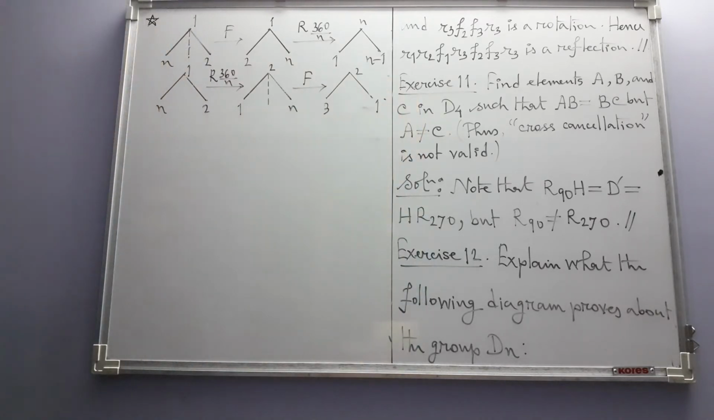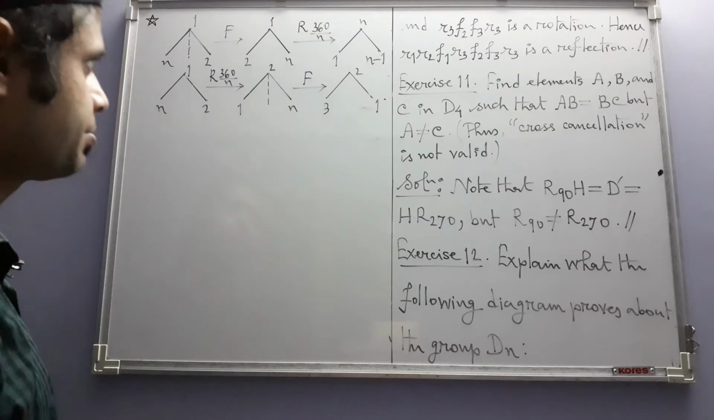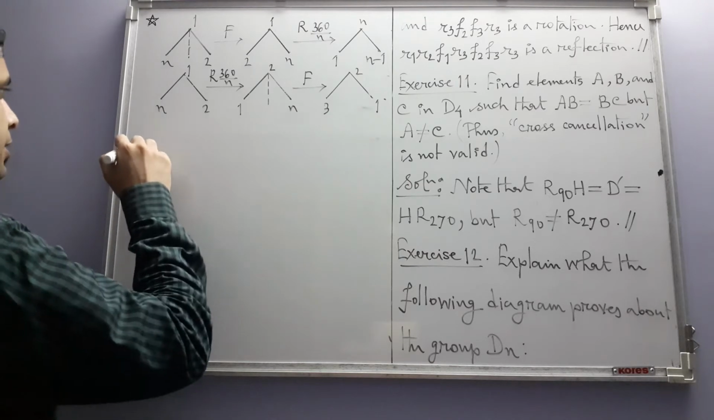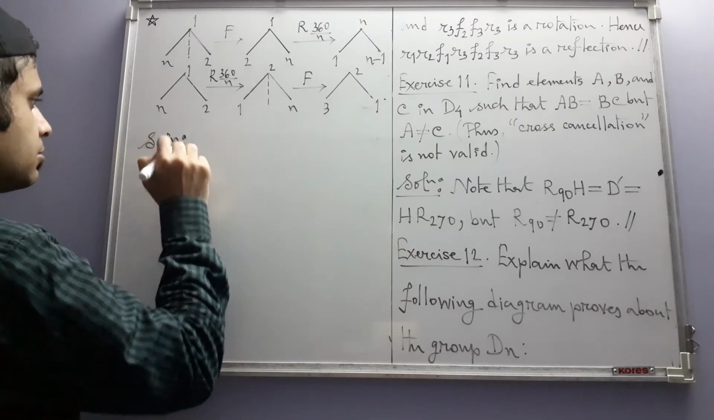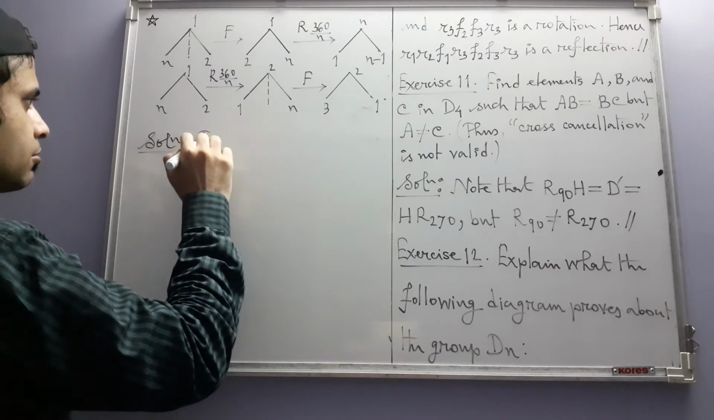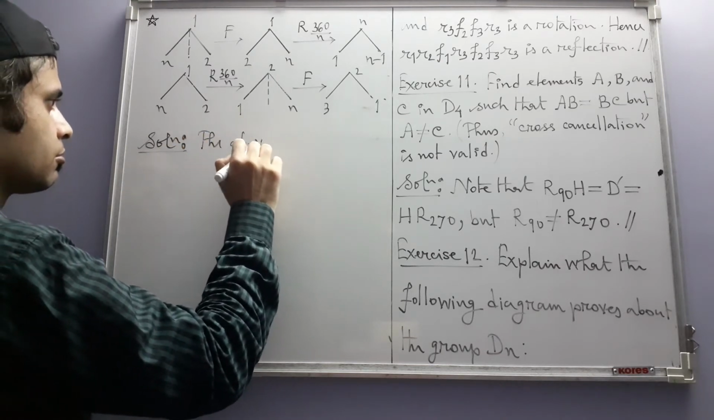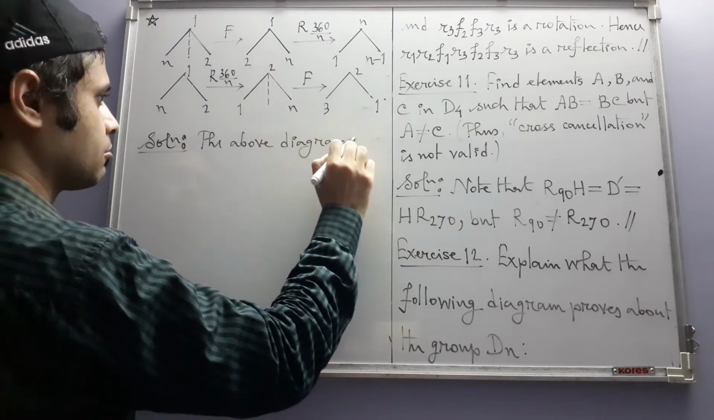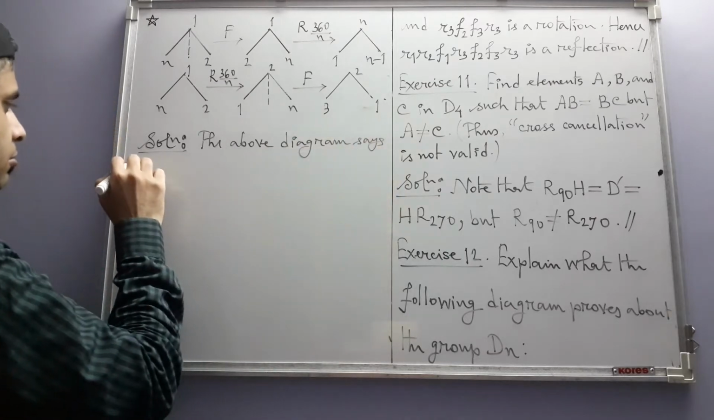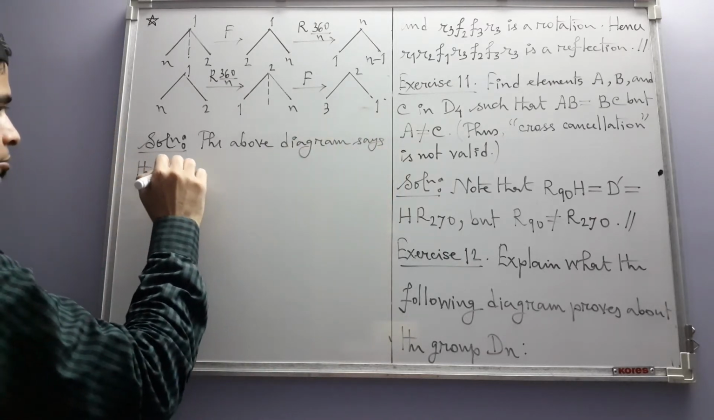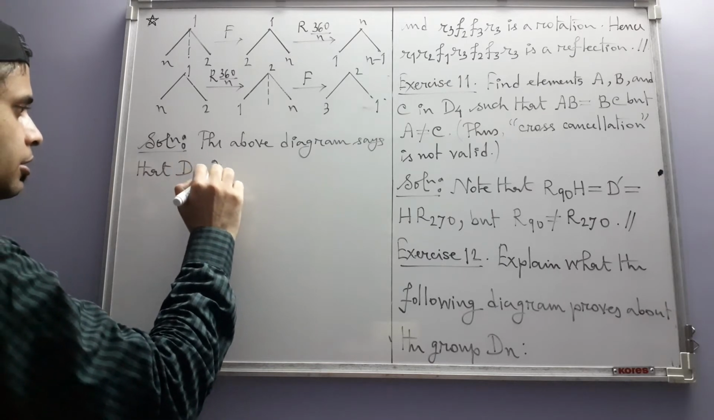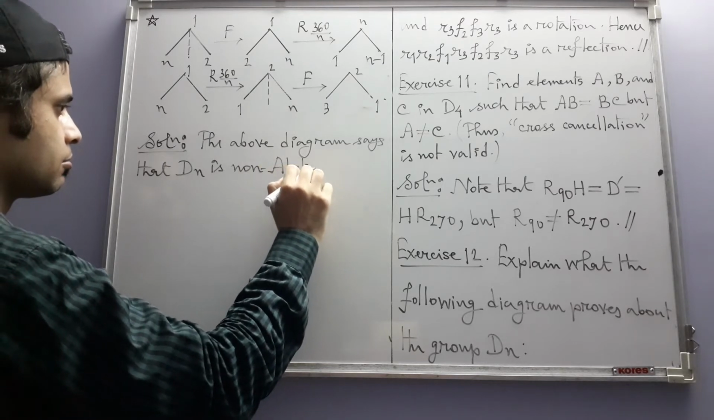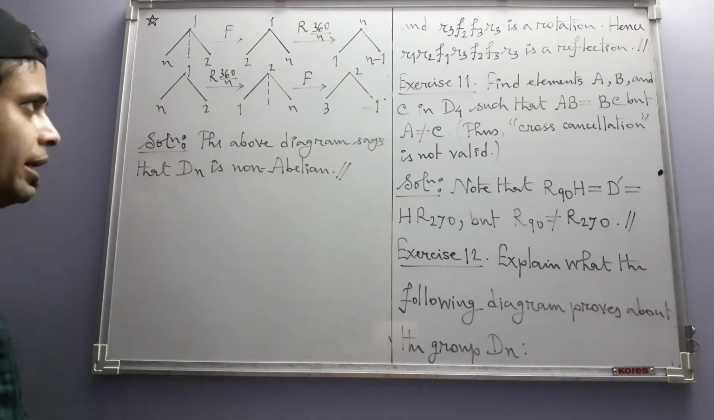Okay, so we have been asked to explain what this diagram says about the group Dn. So what the diagram really says is that Dn is non-abelian. And why is that so?